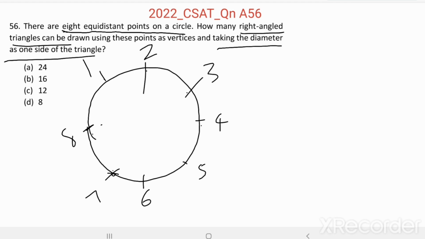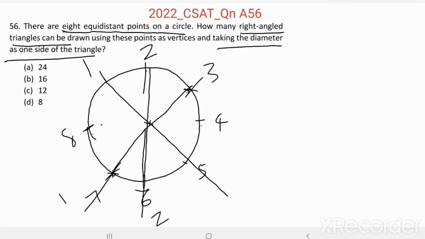So joining any two opposite points, we get a diameter. So this is the first diameter. Then 6 and 2, we get the second diameter. Then 1 and 5, we get the third diameter. 8 and 4, we get the fourth diameter. So 4 such diameters are possible. Now let us see how many right-angled triangles can be drawn.